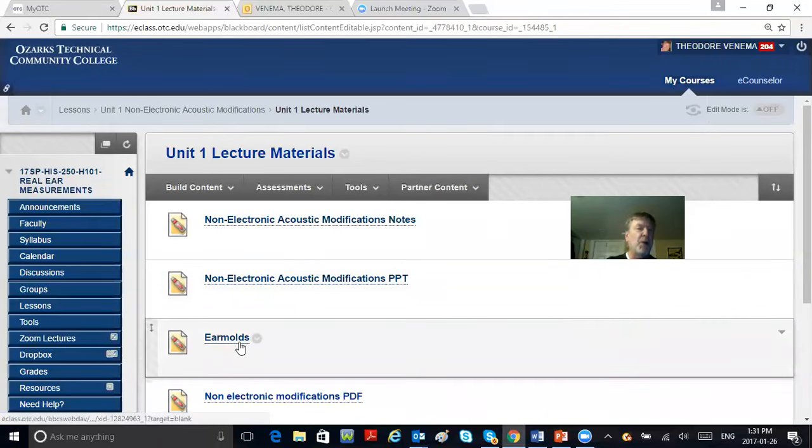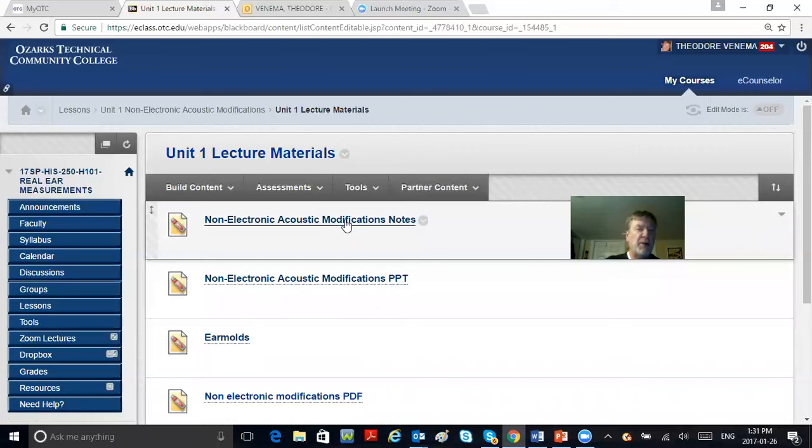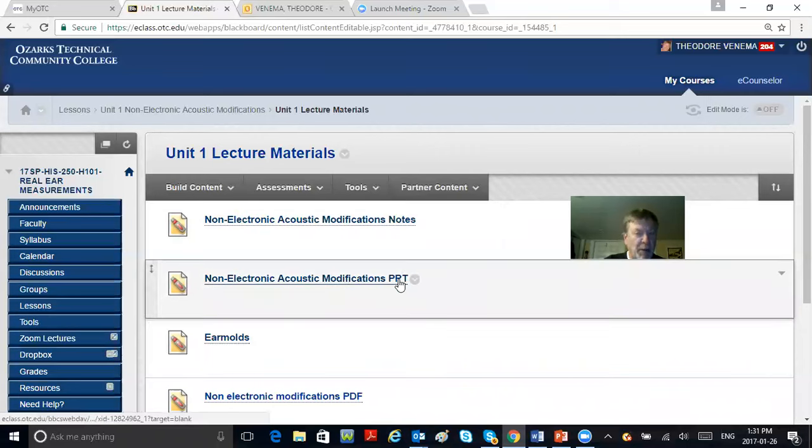And then this ear molds thing, that's just something that Ms. Royer had supplied. And then this PDF is simply a PDF of these notes. So that's just extra. But always look for the word notes and PowerPoint. You can print up either of these. If you print up the PowerPoint, you can print it up as 6 slides per page, 3 slides per page, whatever you feel like, okay? And the notes are there for you, but that's what I lecture from each and every week.